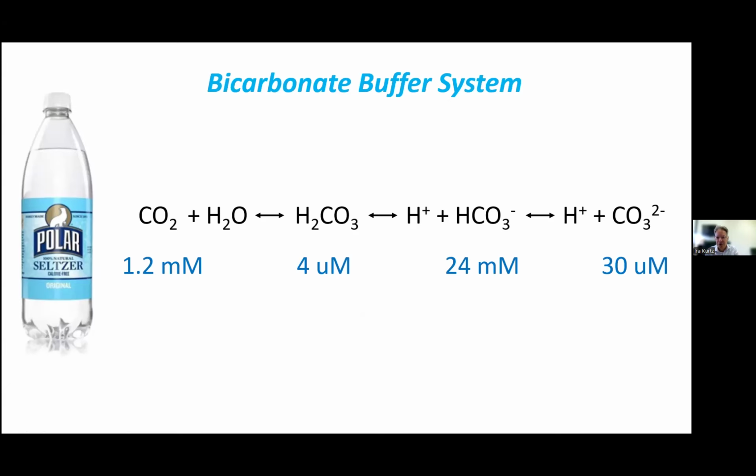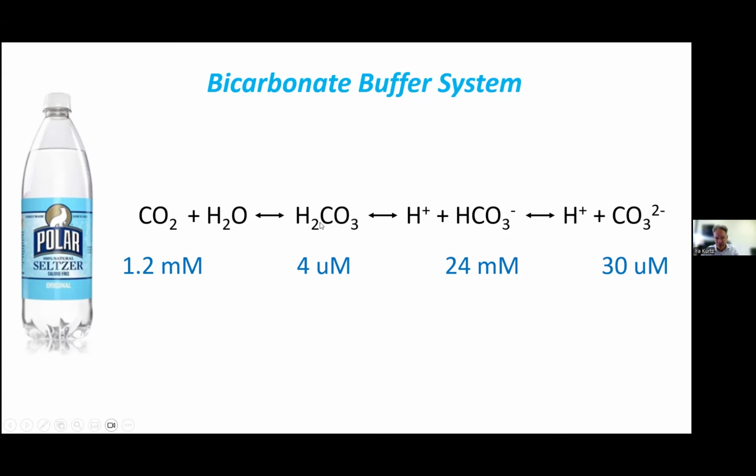It has four components, and the other concept is that the concentrations are very different. We know that bicarbonate is around 24 millimolar, assuming the pH is 7.4 here. The carbon dioxide concentration is actually 1.2 millimolar, and that's important. We'll talk about that a little bit later.